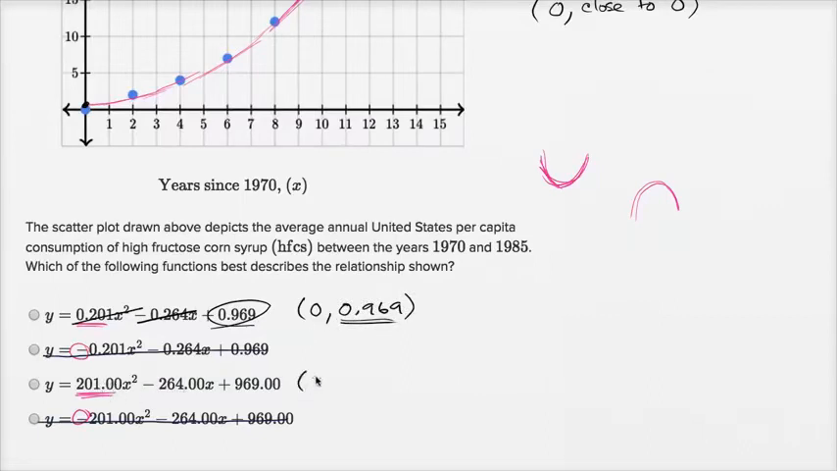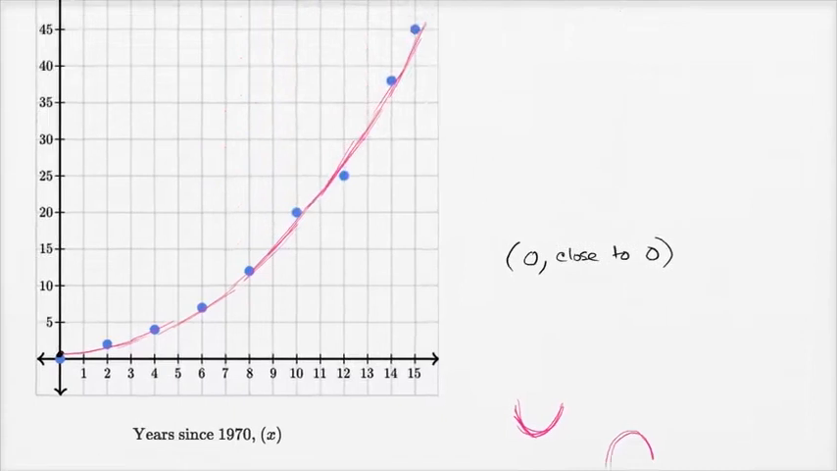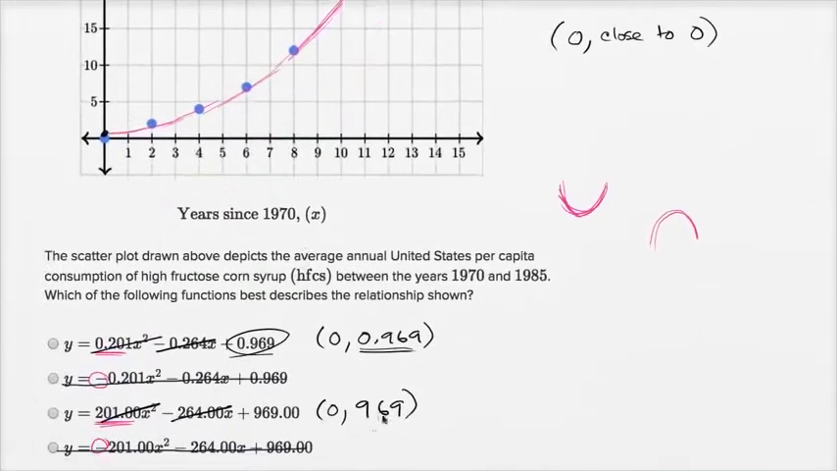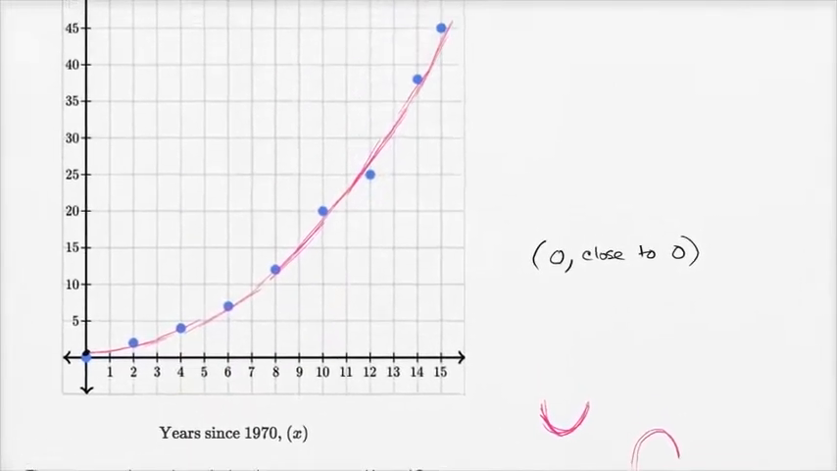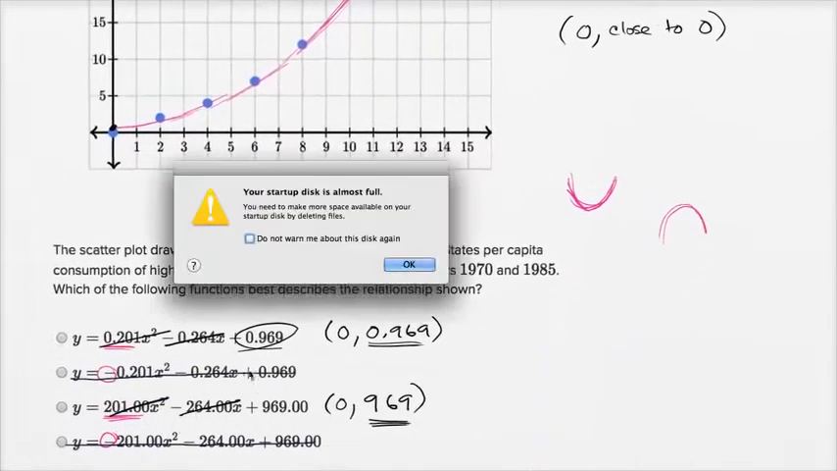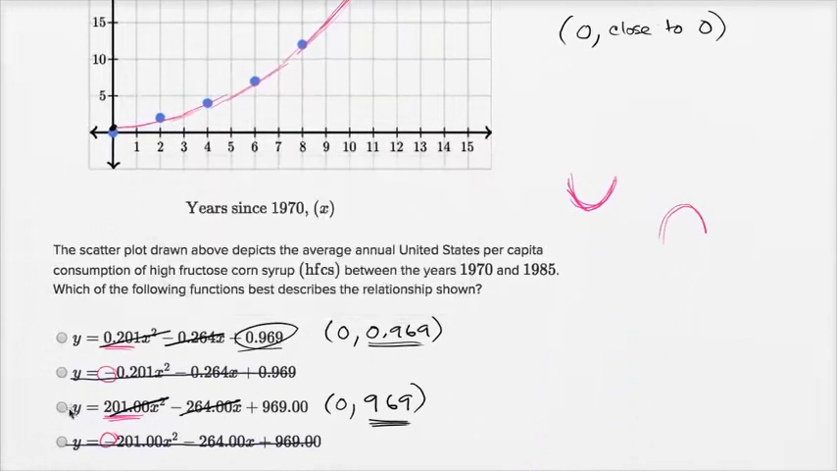This choice right over here, when x is 0, this term goes away, this term goes away, y is 969. So if you picked this choice, this is not close to 0. This actually would be off the charts, the point (0, 969). It wouldn't even fit on that graph. So you can definitely rule this one out, and we would be left with that choice right there. And you could try other points, but that one would definitely be the easiest to evaluate.